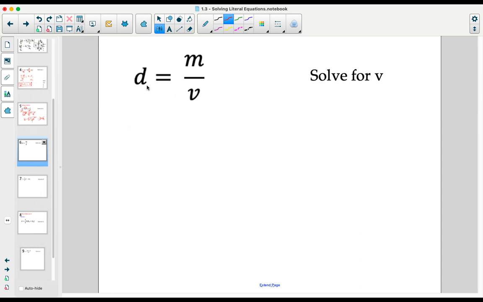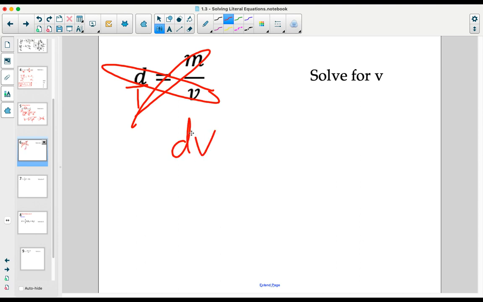In this case, you have the option to change d to d over 1. If you were to do that, you now have a classic proportion, a fraction equal to another fraction. If that's the case, cross multiplication would be the way to go. D times v is dv, m times 1 is m.